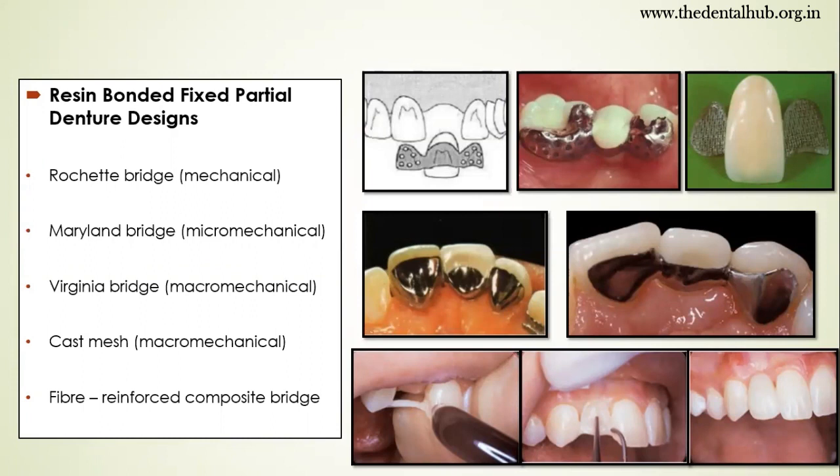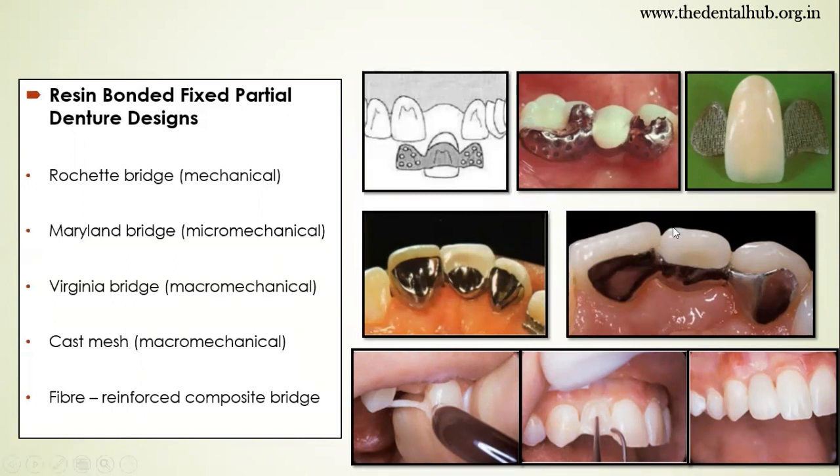Finally, we come to resin bonded fixed partial denture design. So the types are Rochette, Maryland, Virginia, cast mesh, fiber reinforced composite bridge. So this is Rochette bridge. Rochette actually derives its mechanical support from the perforations it has got. To overcome this, there was Maryland bridge. This is Maryland. This has micromechanical retention because of the electrolytic etching.